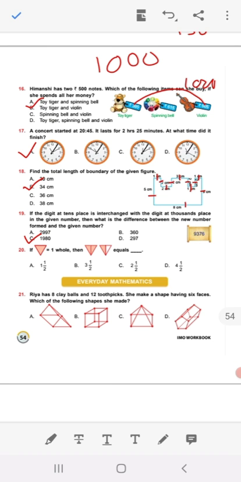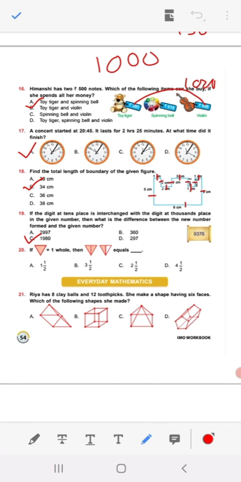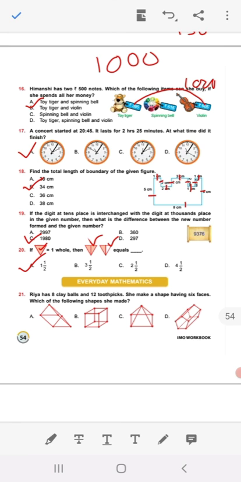Now pass to question number 20. If this whole triangle is representing one whole, then what does this represent? So this is 1 whole and this is half. So 1 whole and half means 1 and a half. Option A is correct.